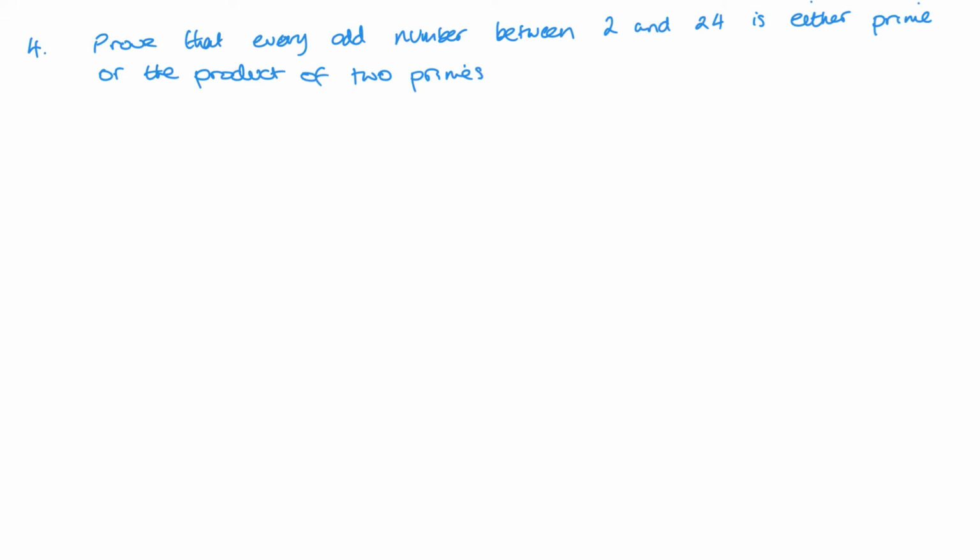Now, for this one, prove that every odd number between 2 and 24 is either prime or the product of 2 primes. The easiest way to do this is to list them. We want to do the exhaustive method. There's not too many, so it would be much easier to list them: 15, 17, and 23. Actually, let's fit 23 in down the bottom there, so that's the last one.